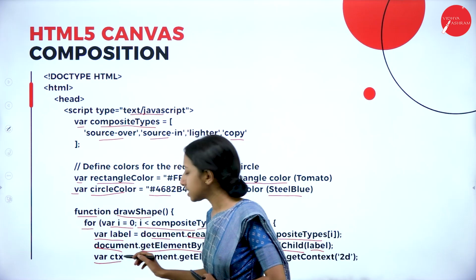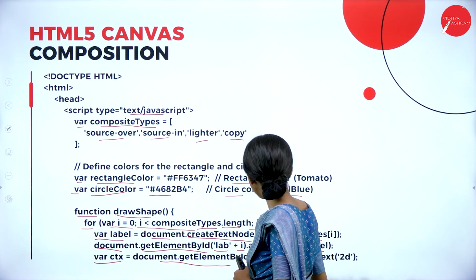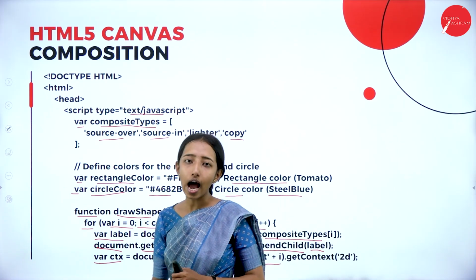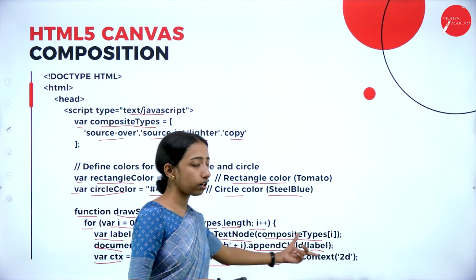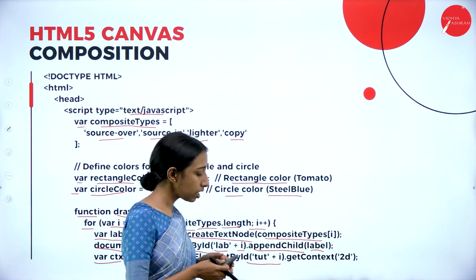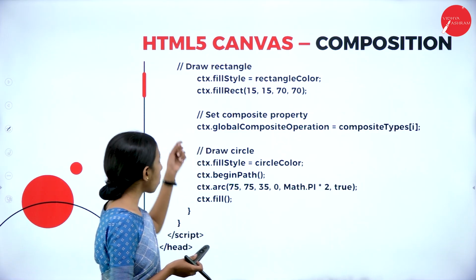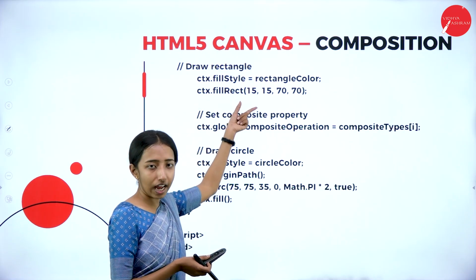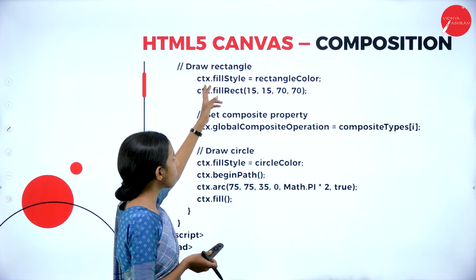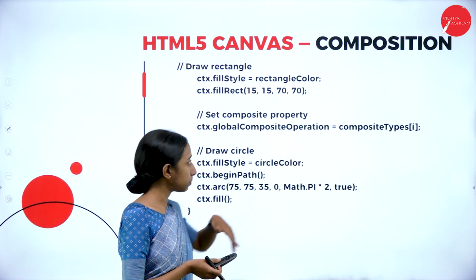Next var ctx, and here document.getElementById with what we have given with the i, and here getContext("2d"), that is we are having a 2D context for drawing. So the next, here draw the rectangle. To draw the rectangle we have taken fillRect with its attributes and also fillStyle, that is the rectangle color what we have mentioned.